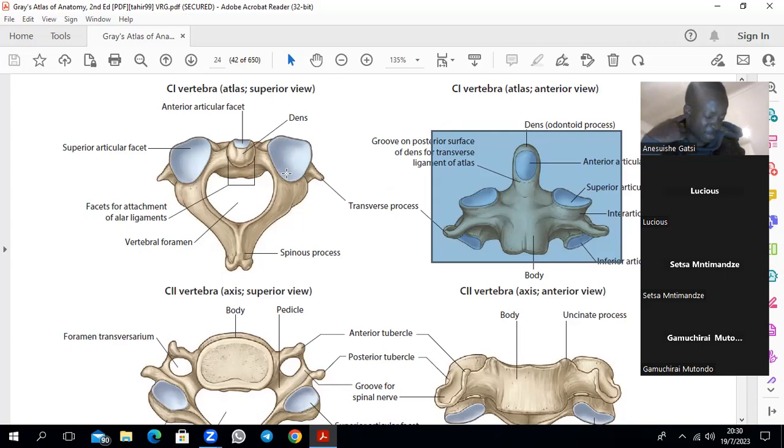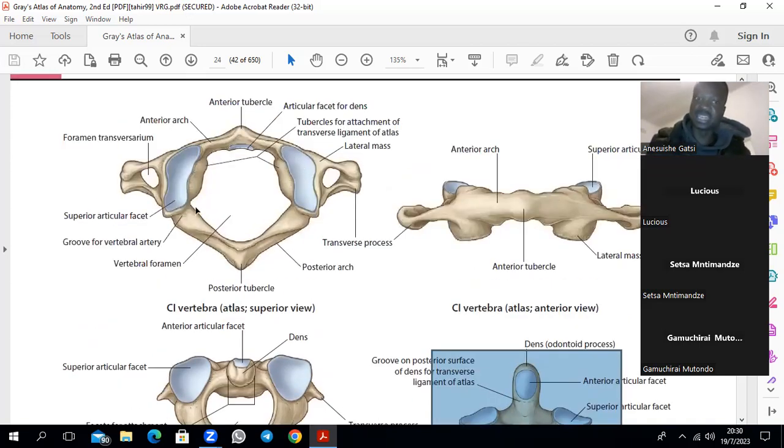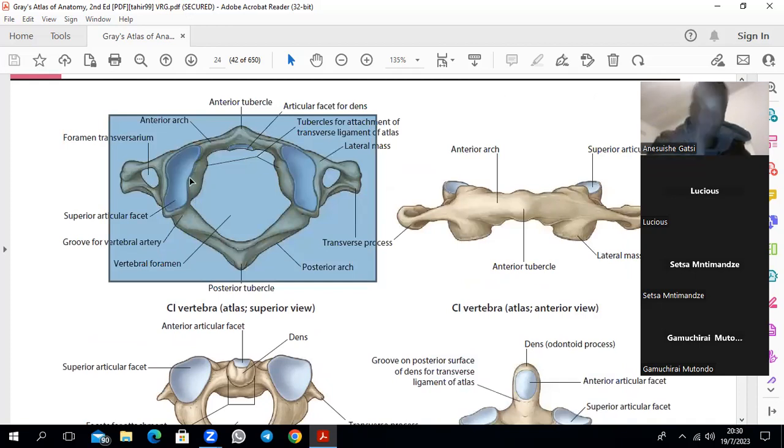It may be a bit hard to remember, but I trust you have done head and neck. You remember the occipital bone had occipital condyles, and you saw where the condyles were facing. So let's go back to C1. This is C1. These are the superior articular facets that articulate with the occipital condyles. They're described as being elongated and concave.